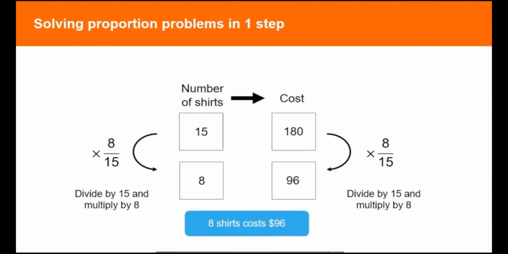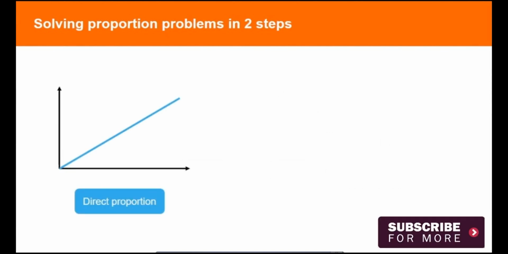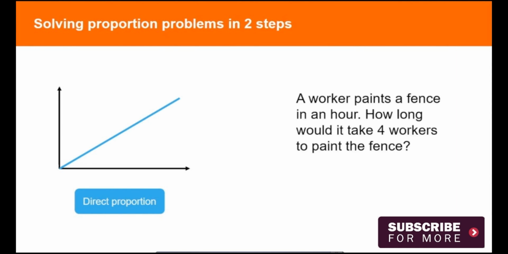In this video, we have considered problems where one quantity increases at the same time as another. We call this direct proportion. Consider how you might adapt this method to solve problems where one quantity decreases as the other increases. We call this inverse proportion.